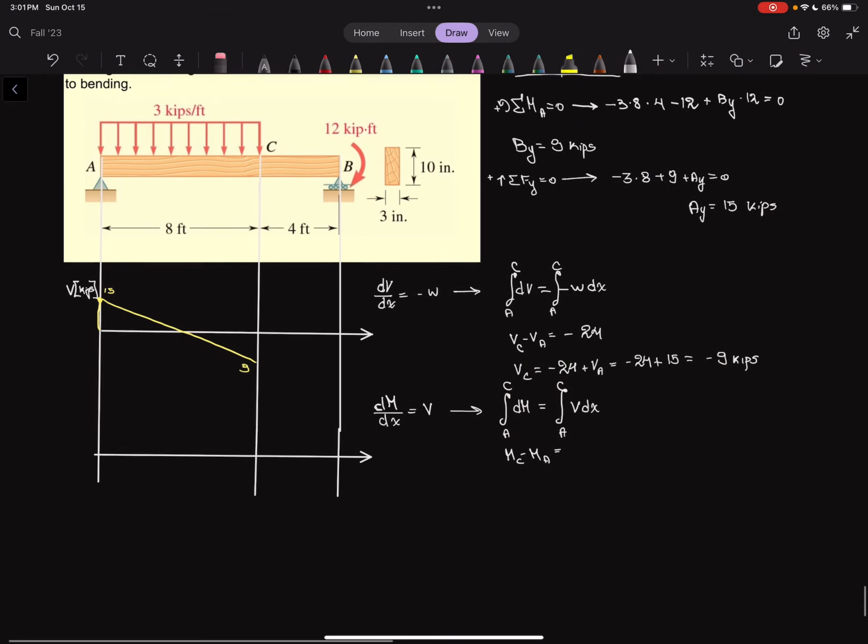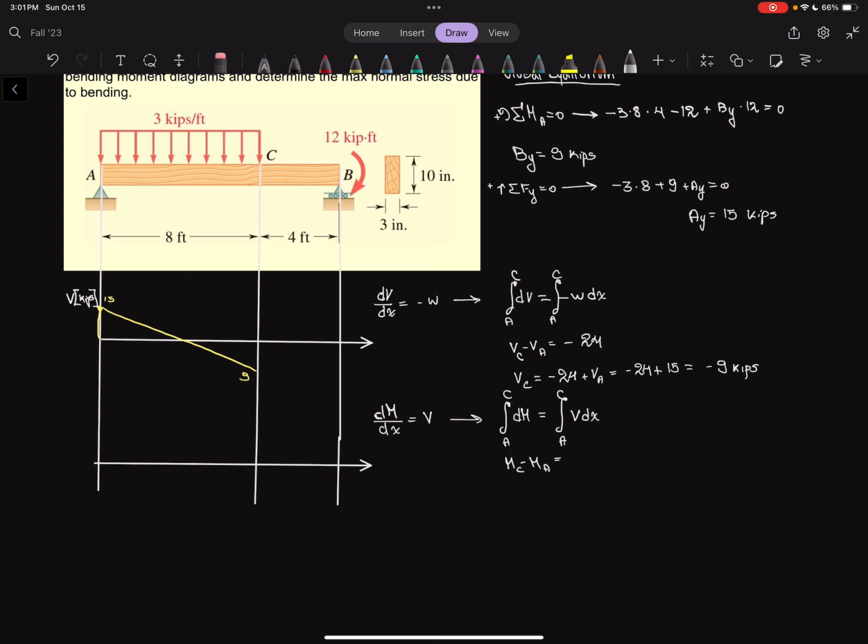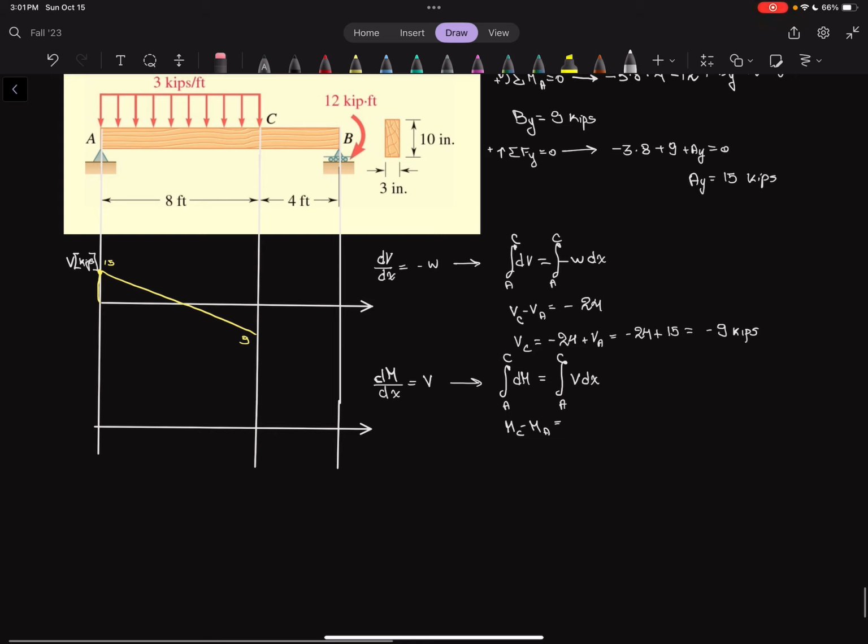What are we going to have to say? Because we don't have the length of this, we can't really calculate the area right there. So what are we going to do? I've got to think for a second. So we're 15, we're going to -9. We don't have the position 0. So we kind of have to find that position 0.